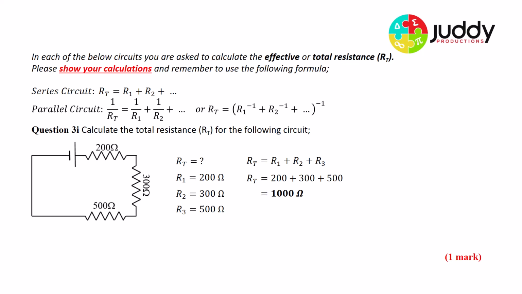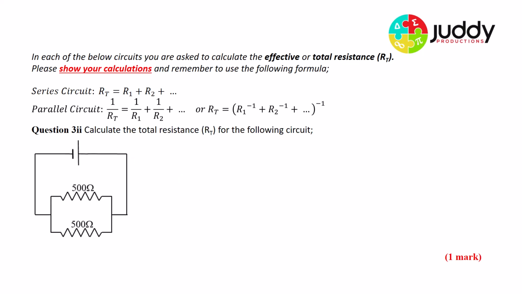Straightforward single mark question. Question 3.2, calculate the total resistance for the following circuit. And here's our circuit. Pause now, have a look at the answer shortly. This is clearly a parallel circuit. Current leaves the positive terminal of the battery. It reaches this position where it's going to branch or split, also called a node. Some of the current goes to the top, some of the current goes down the bottom.